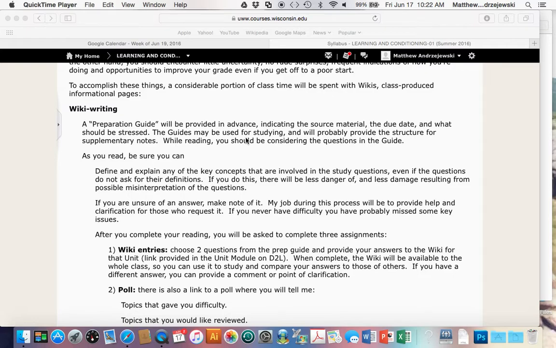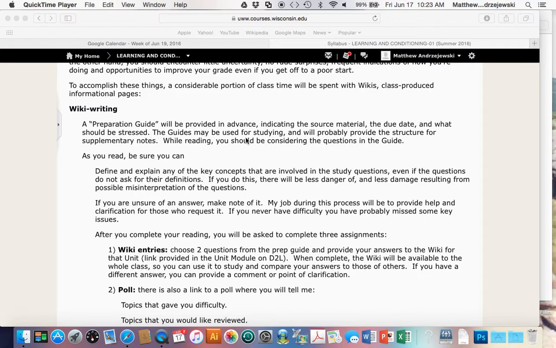Now, a wiki is a publicly accessed sort of web composition board. Ours isn't going to be publicly accessible. It's only going to be accessible by us in the classroom. But what we're going to do is share our ideas and share our answers about particular things.